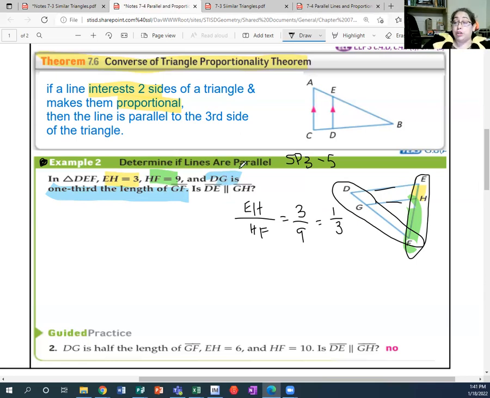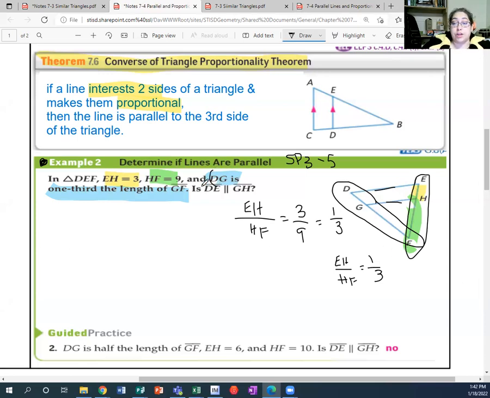All right, there's blue information. I'm going to write this out as an equation in math and see if I can monkey around with it to see if I can get something that looks like this: EH over HF is 1/3. If I can do that, I've won the internet and I've shown that these lines are parallel.